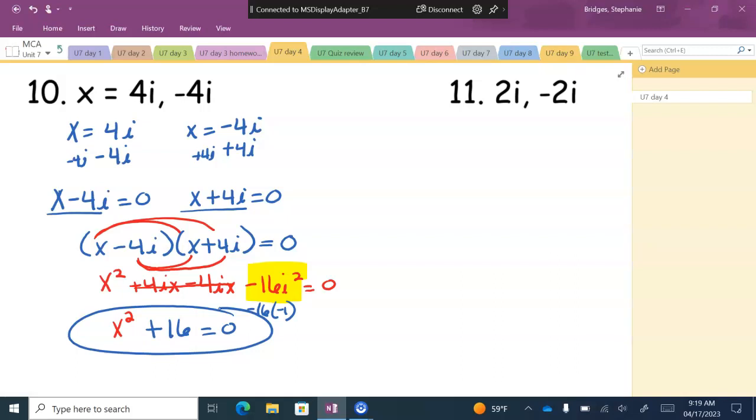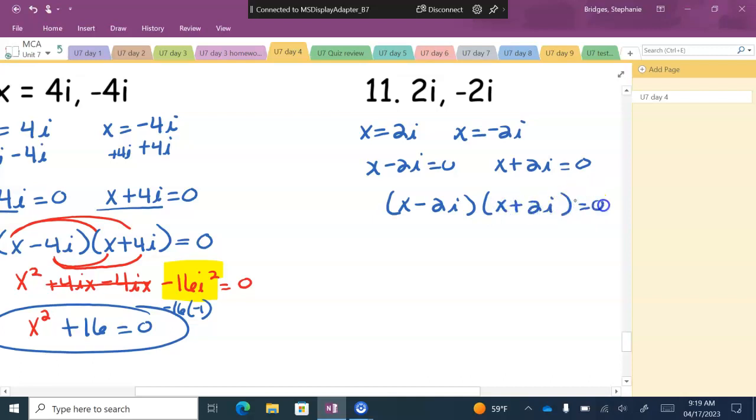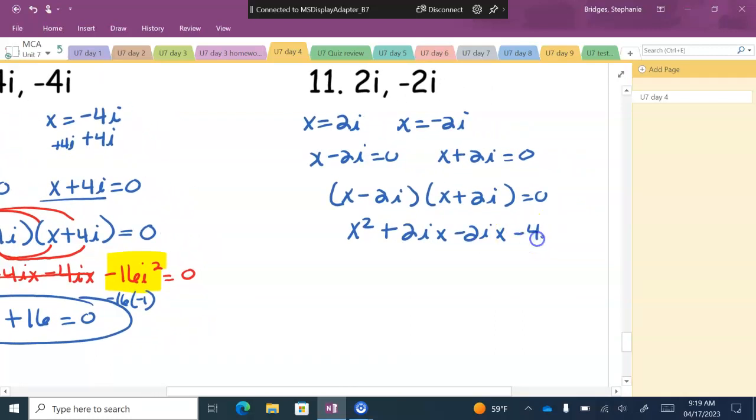They are both equal to x. I just forgot to put the x equals in front of them. Making my binomials. Putting my binomials in parentheses to multiply out. Distributing. My middle terms cancel. And again, what does this i squared make that -4 turn into? +4.